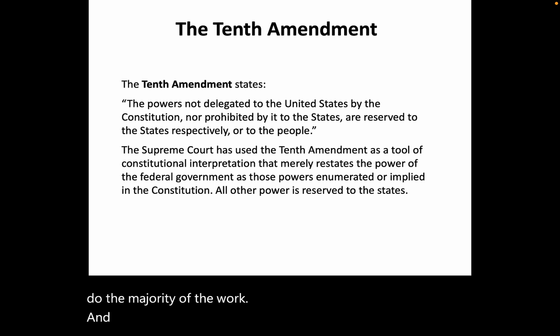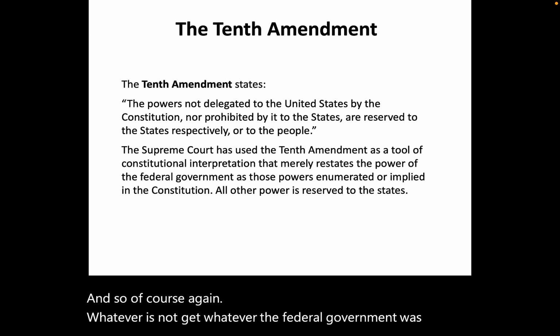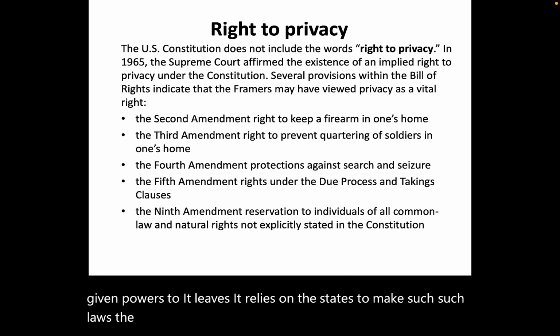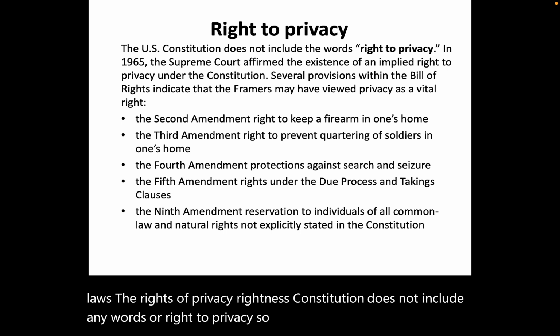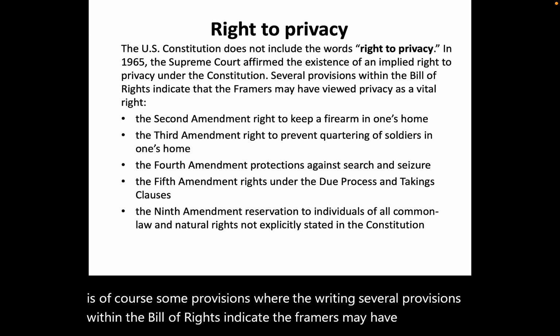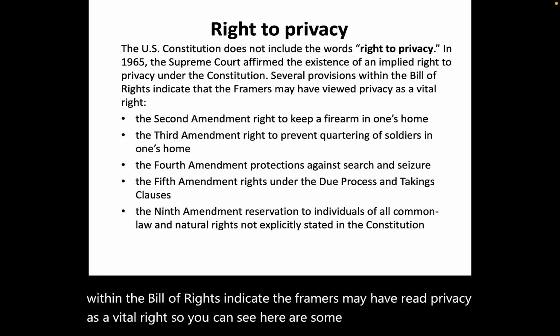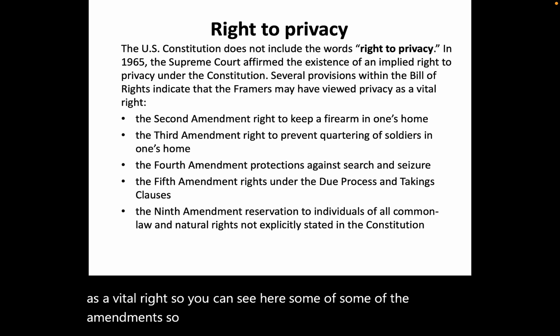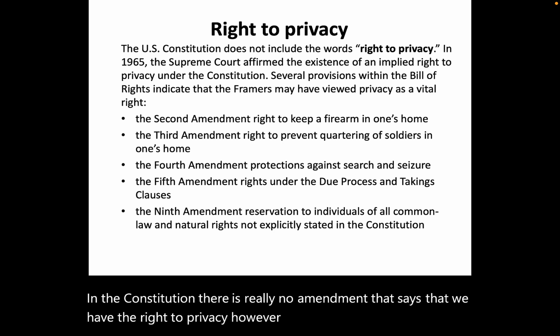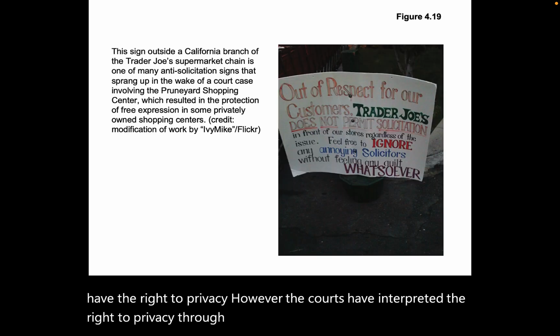Again, whatever the federal government was not given powers over, it relies on the states to make such laws. The United States Constitution does not include any words about a right to privacy. However, several provisions within the Bill of Rights indicate the framers may have viewed privacy as a vital right. You can see here some of the amendments. In the Constitution, there's really no amendment that says we have the right to privacy. However, the courts have interpreted the right to privacy through these amendments.